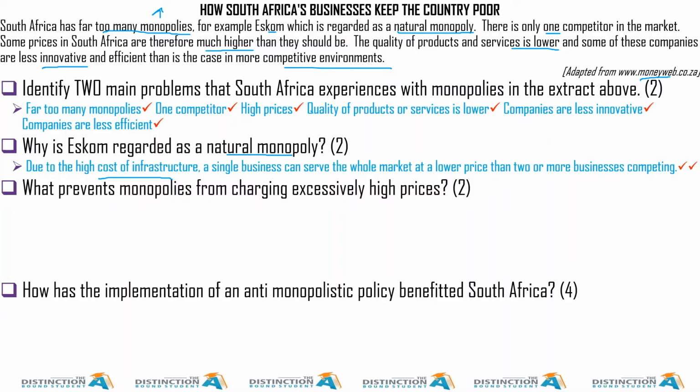So it's regarded as a natural monopoly, which others may want to argue and say, but then if it has to do with government, then that doesn't sound natural. It sounds like artificial. But yes, in this case, because of high costs, a single business can serve the whole market at a lower cost than two or more businesses. Right, what prevents monopolies from charging excessively high prices?